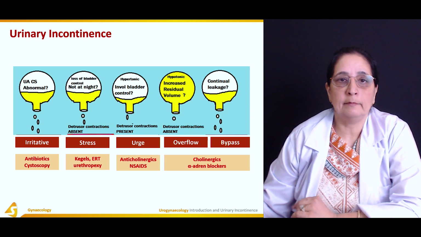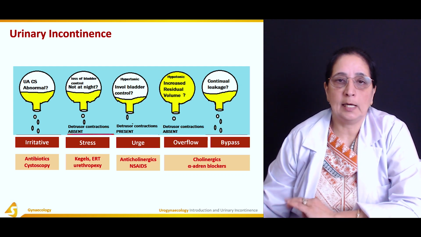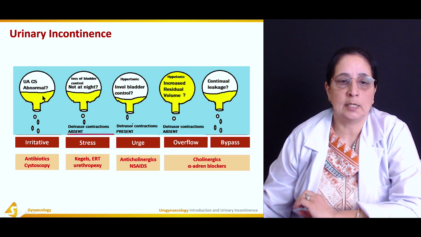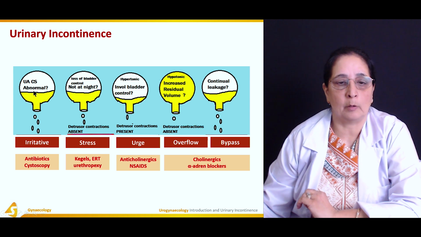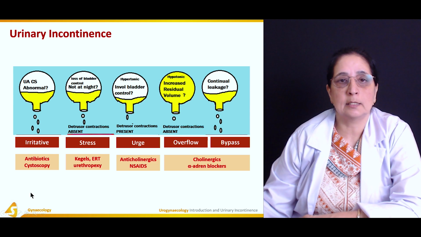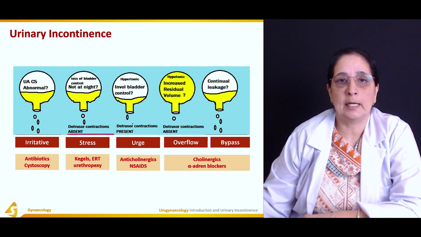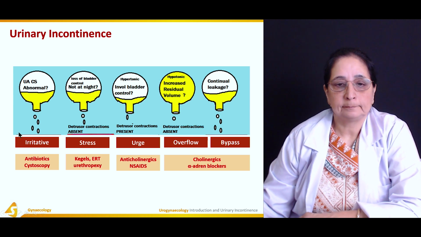So irritative incontinence is due to infections mainly, and urinalysis and culture sensitivity test is abnormal. Treatment is usually antibiotics and a cystoscopy examination to see if there is any abnormality.